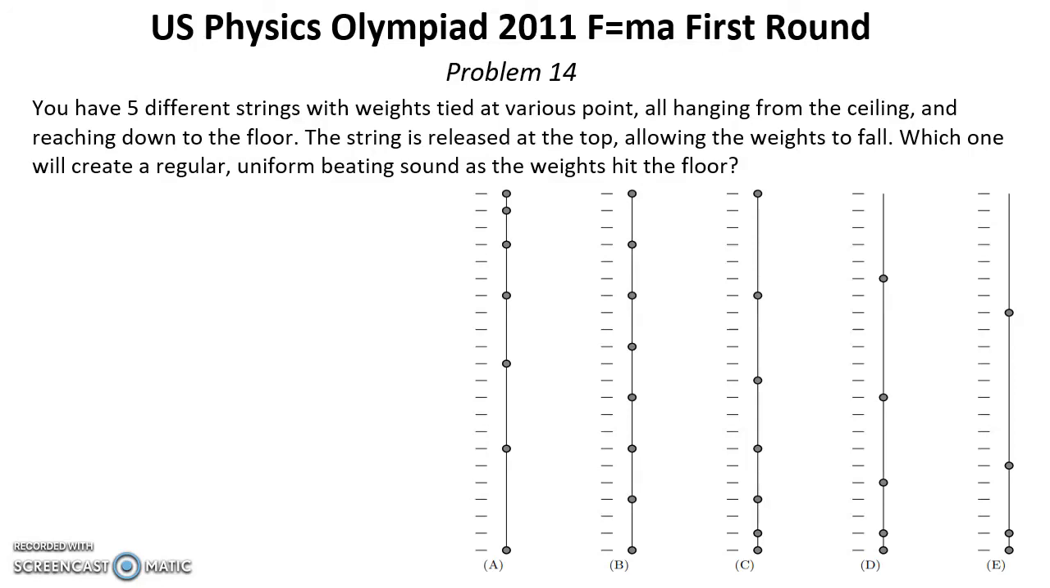Solution. We know that height equals 1/2 g t squared when a body is in free fall. So it means that for equal periods of time we have the following heights: h, 4h, 9h and 16h. If we look at these strings, only string D creates this sequence. So that's the solution, D.